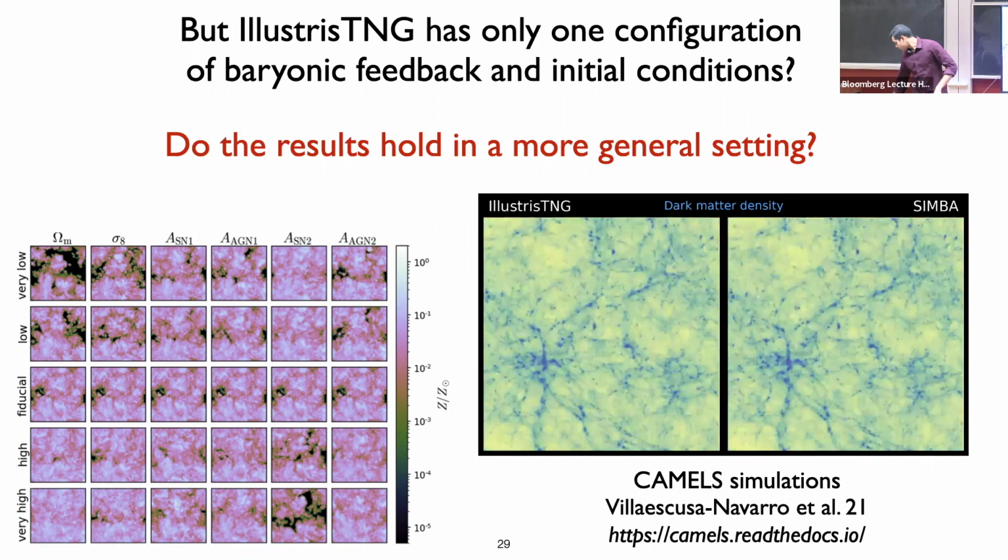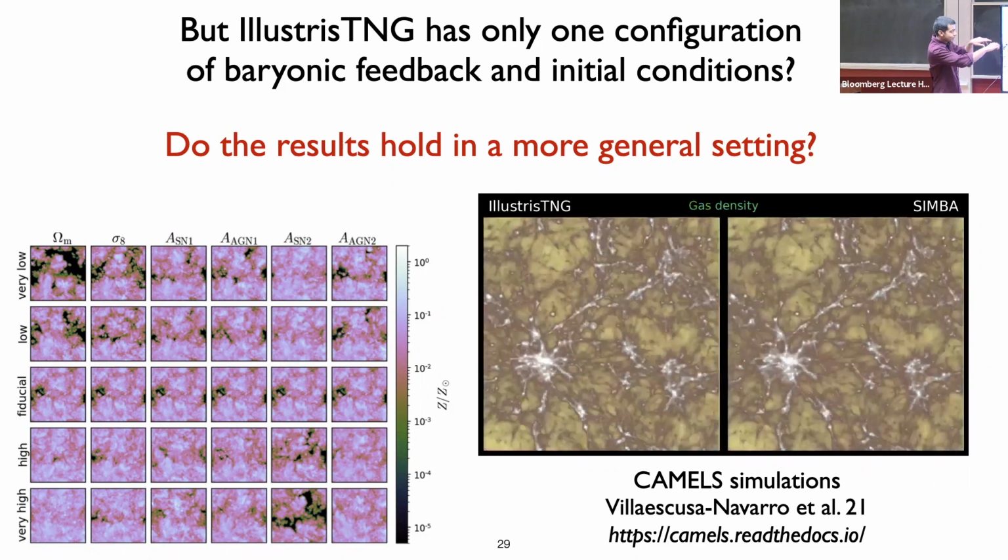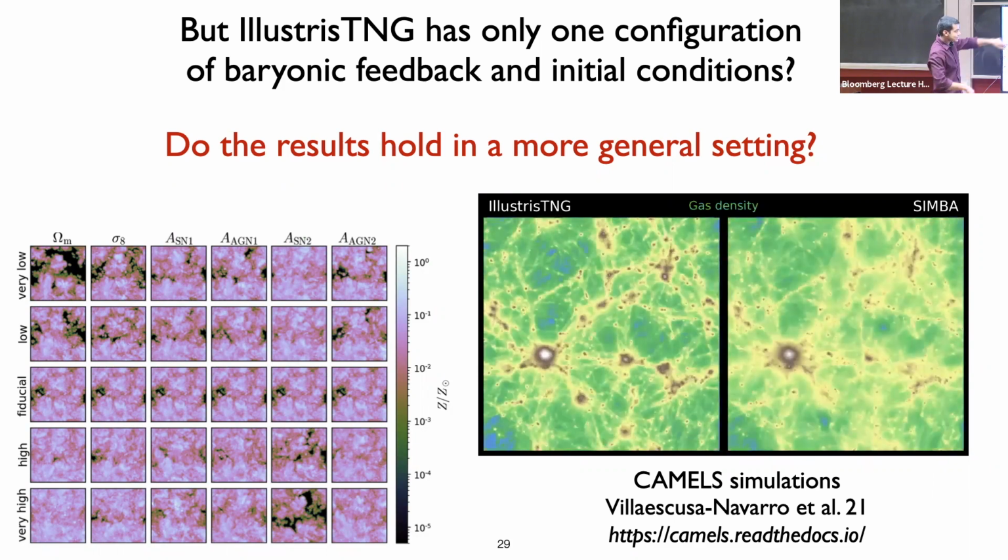Here is a movie where I've shown differences between two codes. There were also simulations with two different subgrid physics codes. So you have gas density now.